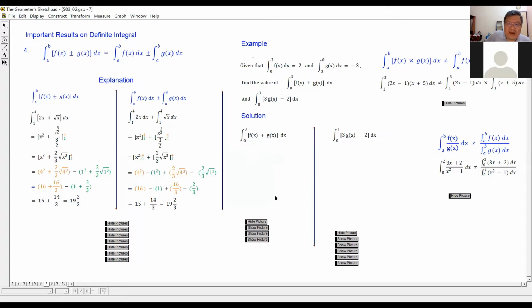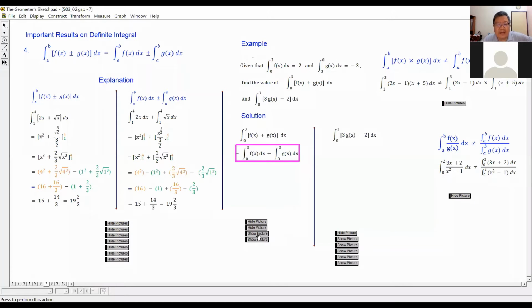What did the important result tell us? You can separate them. Although you want to integrate the whole thing, you can actually separate them. How to separate them? Like this: integrate f(x) and integrate g(x) separately. The original limit is from 0 to 3, so for f(x) also 0 to 3, for g(x) also 0 to 3. So far okay or not?